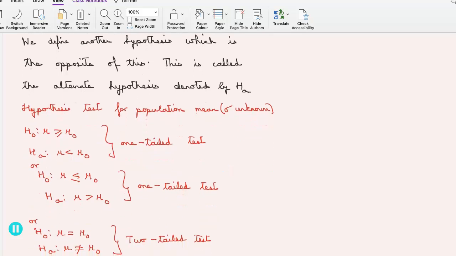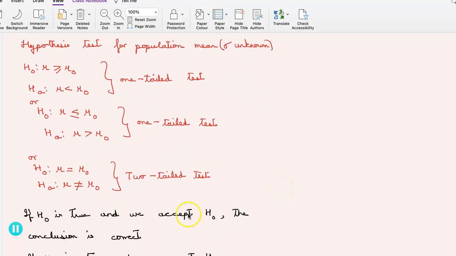Now hypothesis test for population mean where sigma, the standard deviation, is known. You have H0: mu is greater than or equal to mu naught, HA: mu less than mu naught, or H0: mu less than or equal to mu naught, HA: mu greater than mu naught. Both these are called the one-tail test. Now if we have H0: mu equal to mu naught and HA: mu not equal to mu naught, that is the two-tailed test. So two-tailed test is basically when you have not equal to.